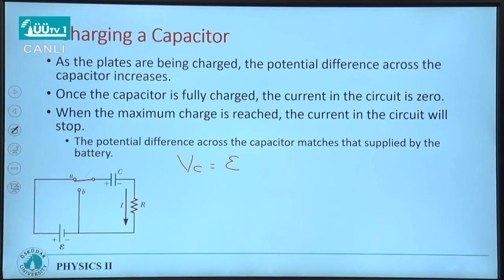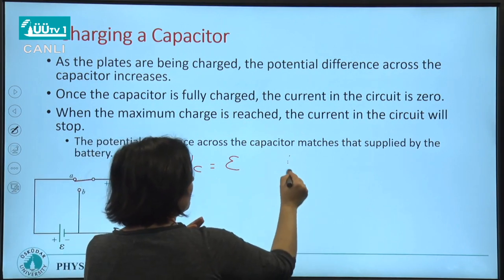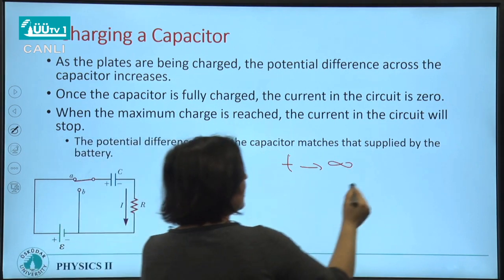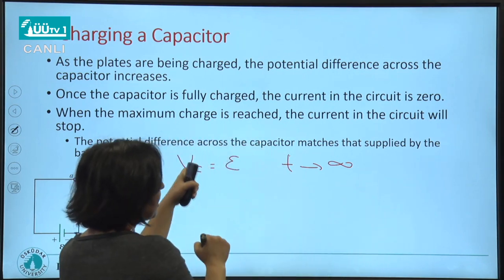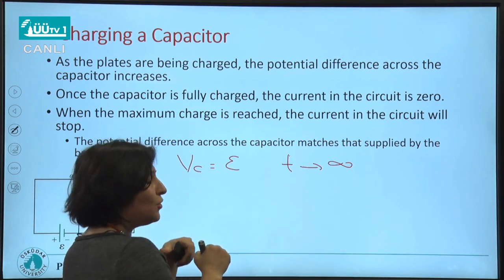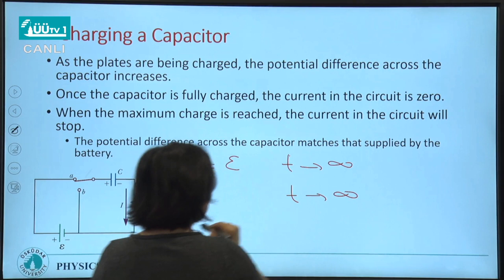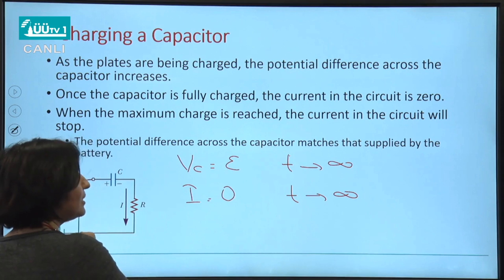And here we can use the previous equation again to obtain what is going on between these two time intervals. If we wait long enough, while the time approaches infinity, as you can see here, the potential difference across the capacitor will be equal to the EMF source. And what about the current? The current will stop. So if we wait long enough, the current will be 0.